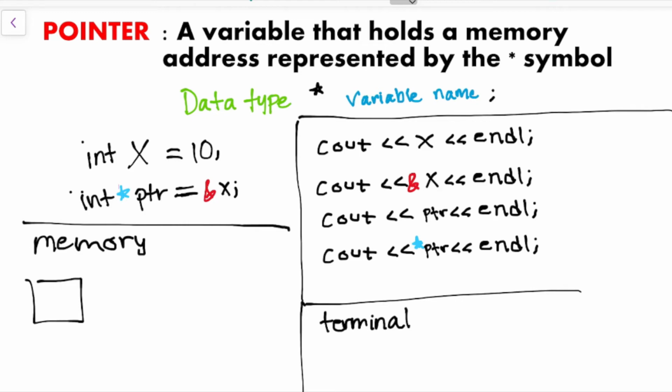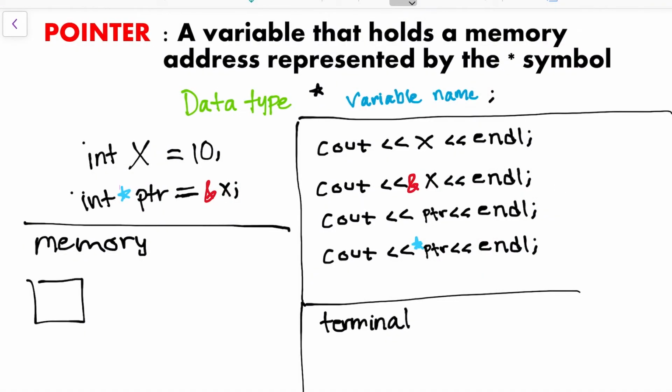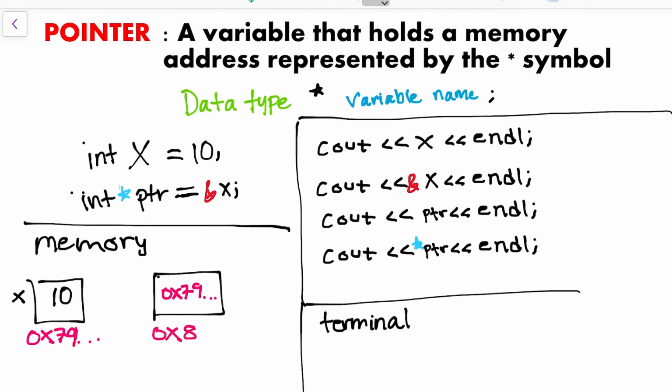But now let's look at the memory section. So our first line, int x equals 10. That creates a space in memory for x and puts the value of 10 inside of that. So you can follow along with the yellow underline. And now we skip to the second line. So int asterisk PTR equals ampersand x. That creates a new space in memory.